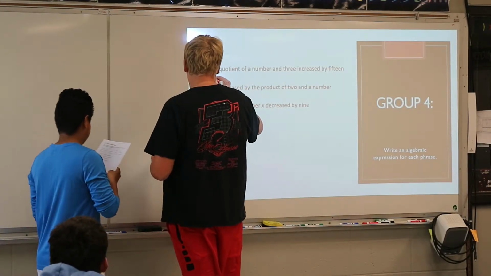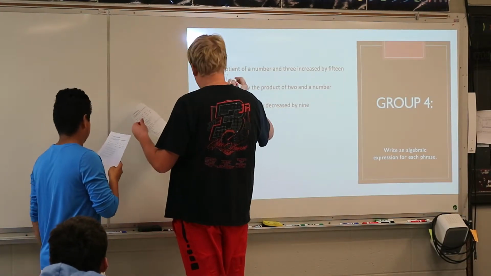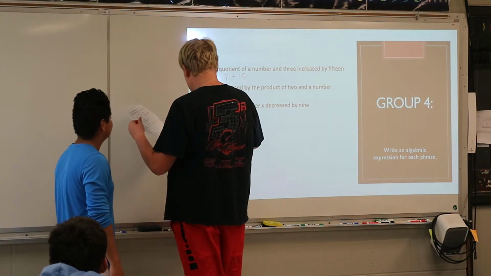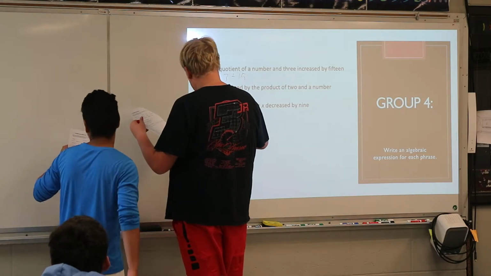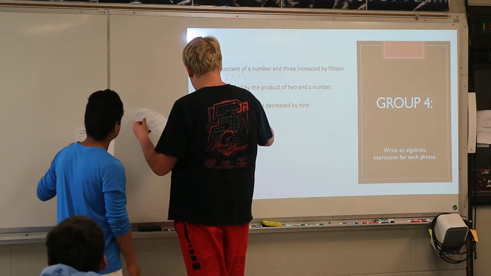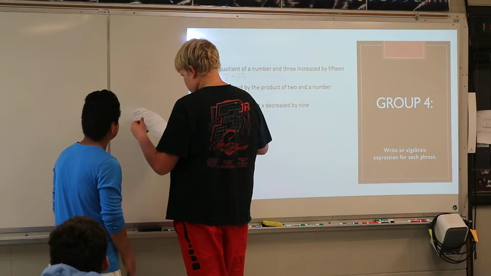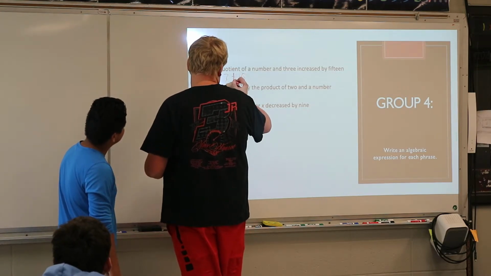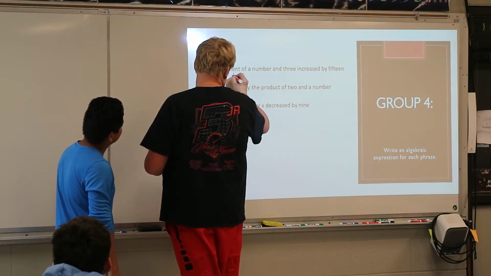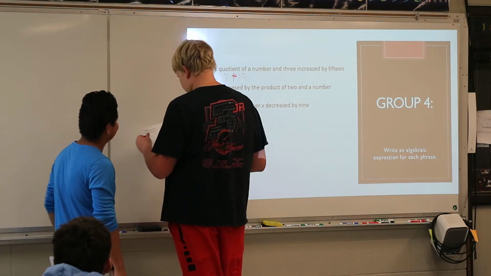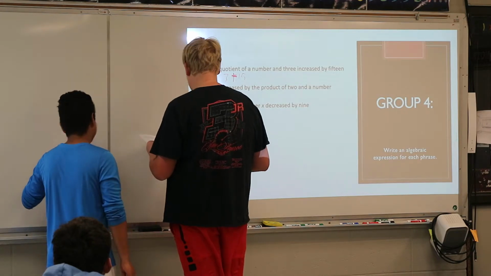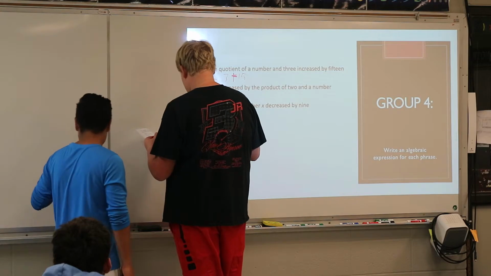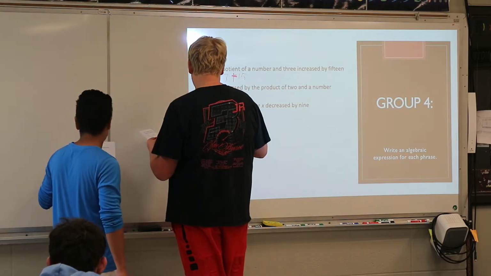Same exact idea. Okay, there you go. So they had the quotient of a number and 3, and then they're increasing it by 15. So they added 15. Dark, you want to make sure that plus sign is a little more pronounced than that number 10? Yeah, just make that a little more pronounced. The red is fading a little bit. Perfect. Thank you. Okay, 10 increased by the product of 2 and a number. Product means multiply.